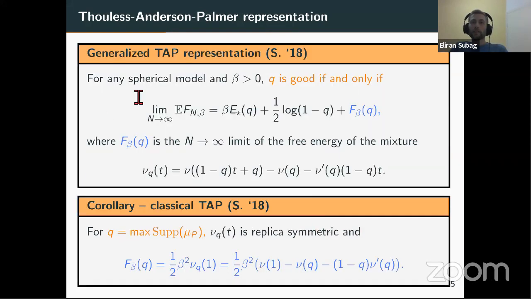And why is it a generalization? Because specifically for Q, which is the maximal value in the support, what happens is that this model, this mixture, is what we call replica symmetric, meaning that the free energy is just half beta squared times the variance that corresponds to this model, which is exactly what we had in the classical representation. Okay, so this recovers the classical representation for Q, which is the rightmost point in the support.